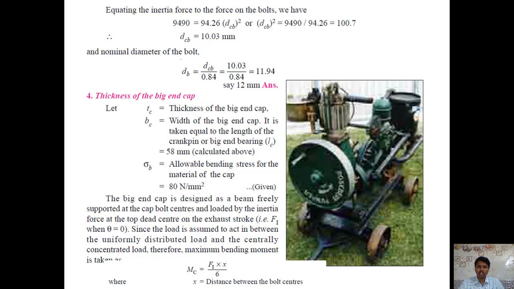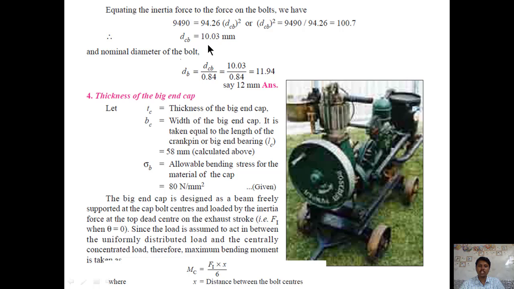So, tensile load already we calculated as 94.26 into dCb square. Equate this to 9490 Newton. Now, from here we can calculate dCb as 10.03 mm. This is the core diameter of the bolt.